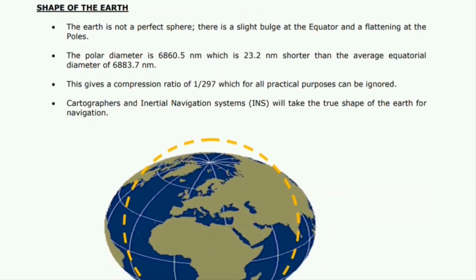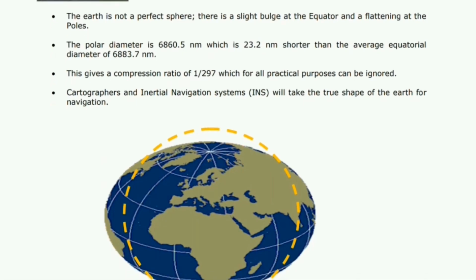Now, shape of the earth. What is the earth's shape? The earth is not a perfect sphere. There is a slight bulge at the equator and flattening at the pole. The polar diameter is 6860.5 nautical miles, which is 23.2 nautical miles shorter than the average equatorial diameter of 6883.7 nautical miles. This gives a compression ratio of 1 by 297, which for all practical purposes can be ignored.